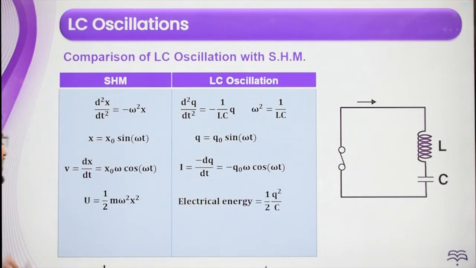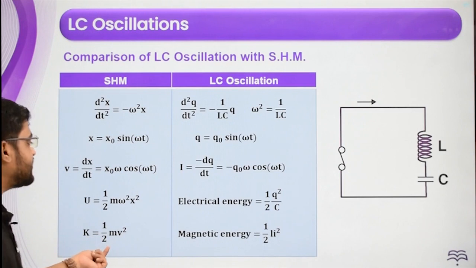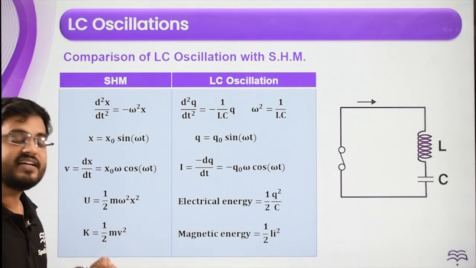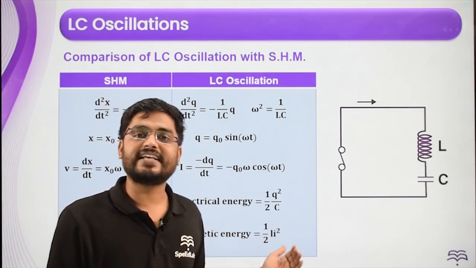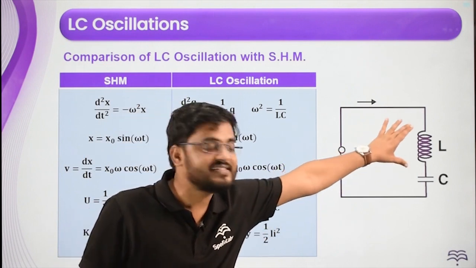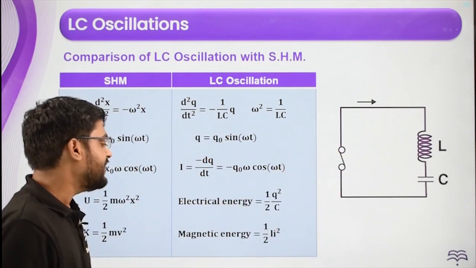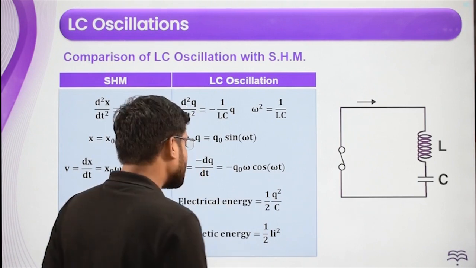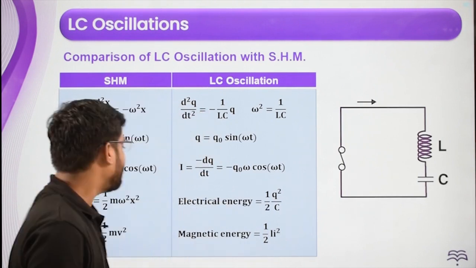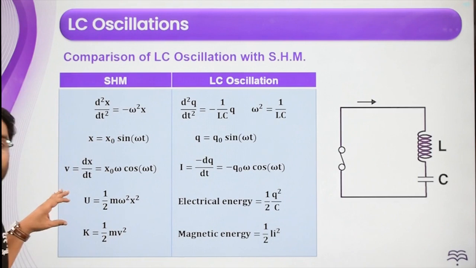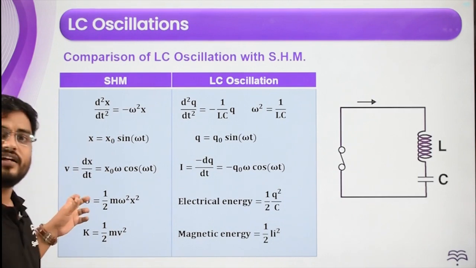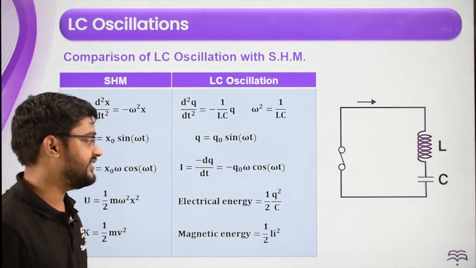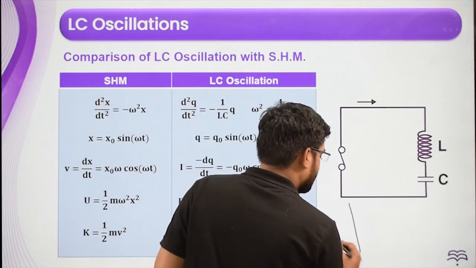And if we talk about the kinetic energy, that's half mv square, that varies with velocity. Similarly here, the magnetic field energy, the energy which is stored in this inductor, varies with time, and that is half Li square, right? So this is the variation of energy. Here the kinetic and potential energy continuously exchange with each other, right? We remember the graph also, this type of graph was there.